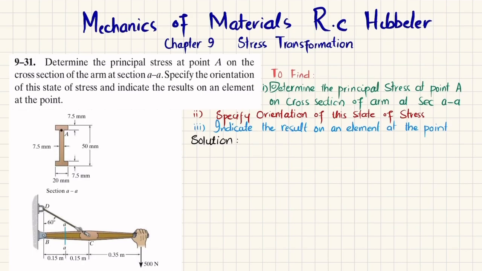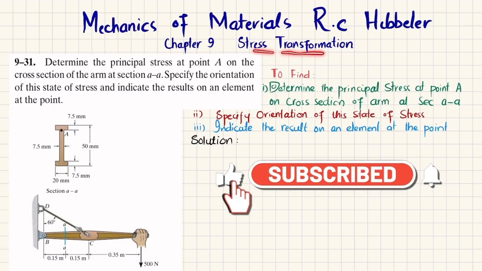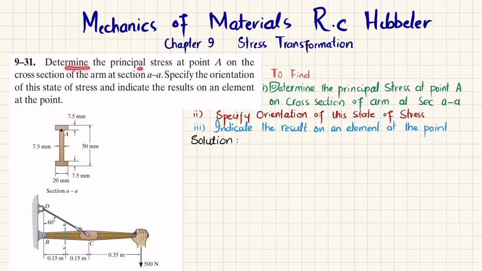Welcome back. Problem 9-31. This problem is taken from chapter number 9, that is stress transformation, and the book is Mechanics of Materials by R.C. Hibbeler. The statement is: determine the principal stress at point A on the cross section of the arm at section AA. Specify the orientation of this stress and indicate the result on the element.